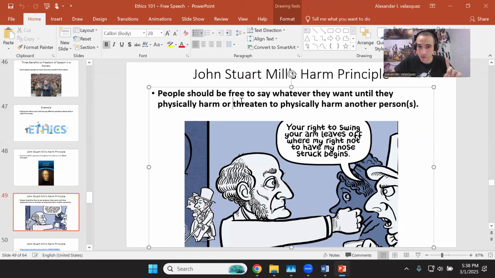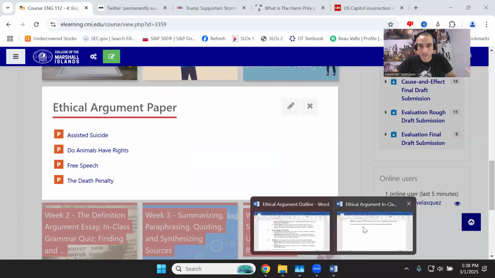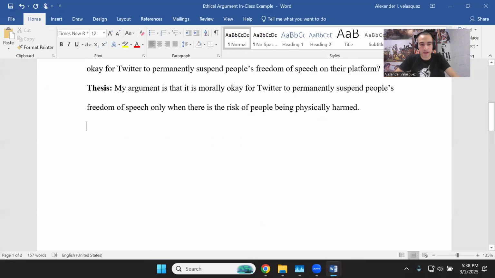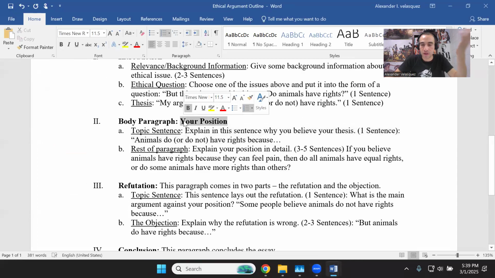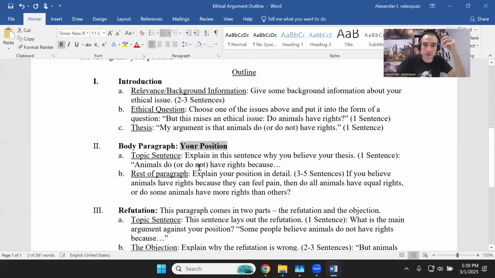But one thing they can't do is they shouldn't be free to say something that could physically harm someone else. So if I say to a group of people, hey, we should get together and assassinate the president, or we should kill the president, at that point, John Stuart Mill says you shouldn't be able to say that. That's not free speech. That's not covered by free speech. And I agree with that, right? So I'm going to use this principle and I'm going to start off my second paragraph. So I'm going to put here my position, and don't write my position in your paper. I'm just giving you kind of the outline, making it easier for you to see.